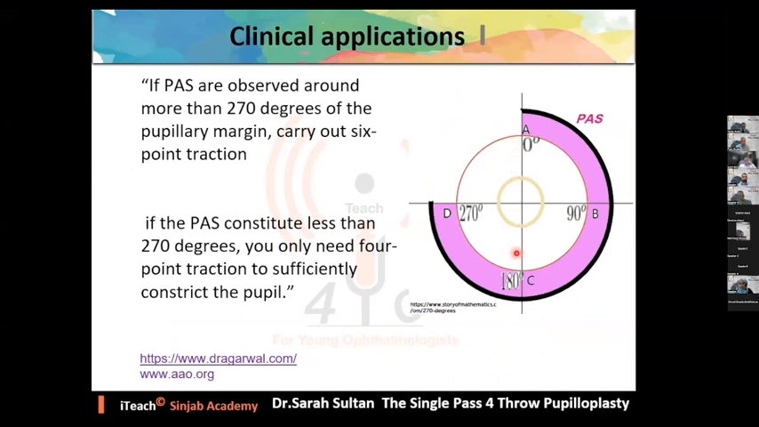But if peripheral anterior synechia is less than 270 degrees, you only need 4 points of retraction. That means 2 nodes are sufficient to construct the pupil.